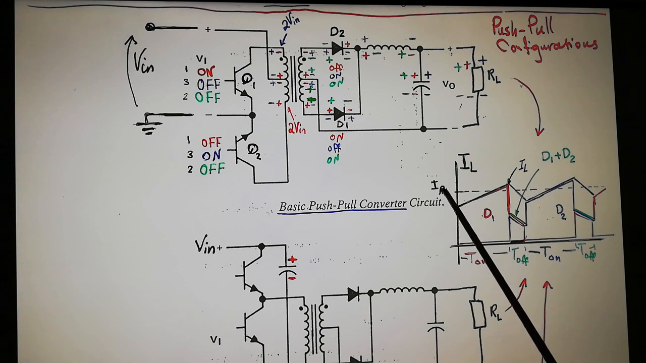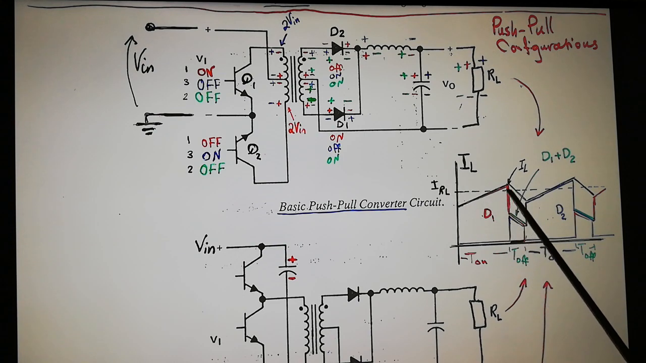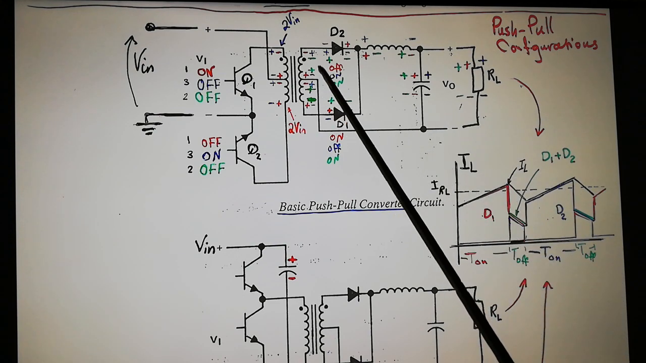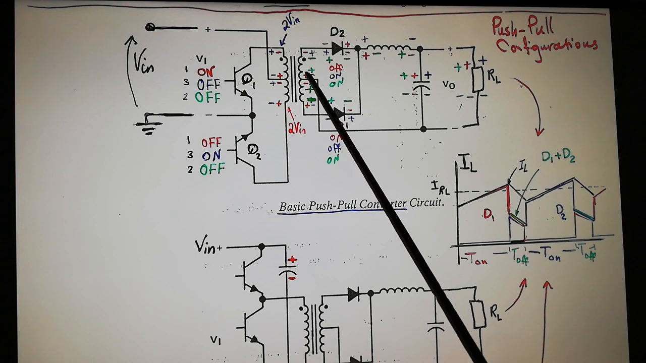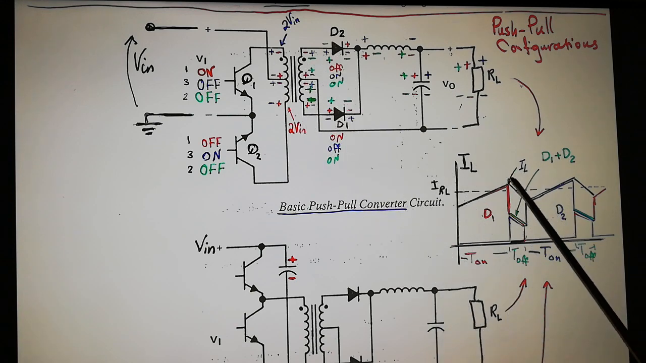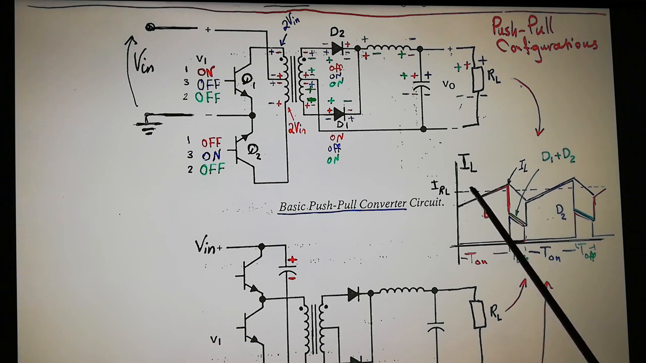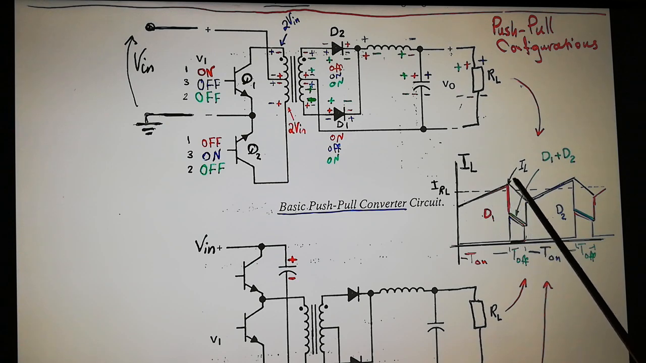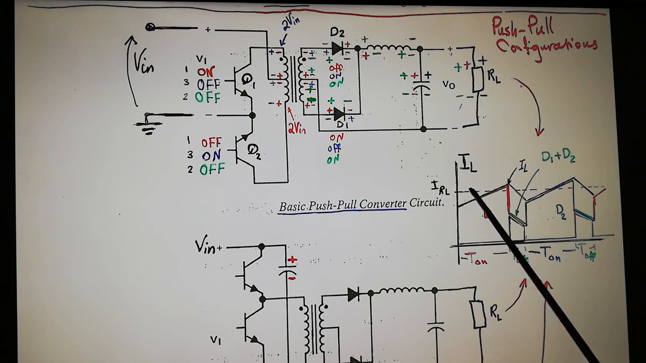And look at that IRL in there, it's in the middle, like a forward type of configuration, or a step down configuration, even though we can't call it a step down because we don't know exactly the turns ratio between the primary and the secondary. But the idea is that your IRL will be in between the minimum and the maximum. This is the maximum of current, and this is the minimum of current, and your IRL will always be in the middle.